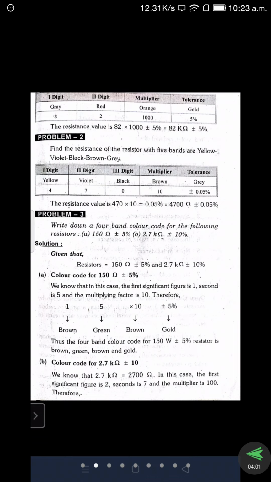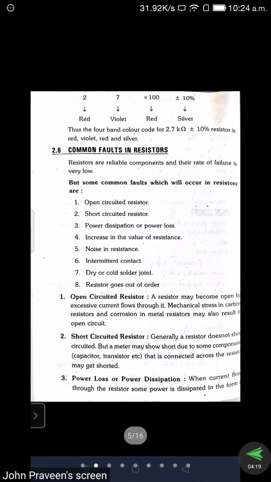For example, if the problem is given in kilo ohms, 2.7 kilo ohms, first we convert into ohms. Kilo is nothing but 1000. So 2.7 into 1000 gives a value of 2700 ohms. From that we can simplify and indicate the color codes.